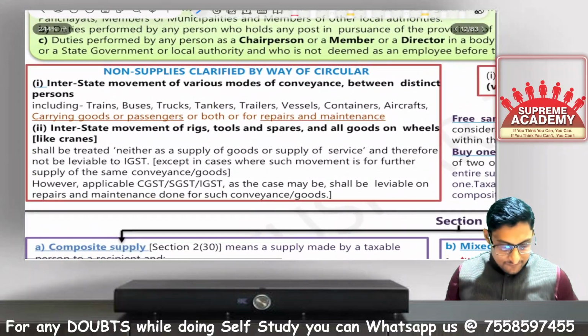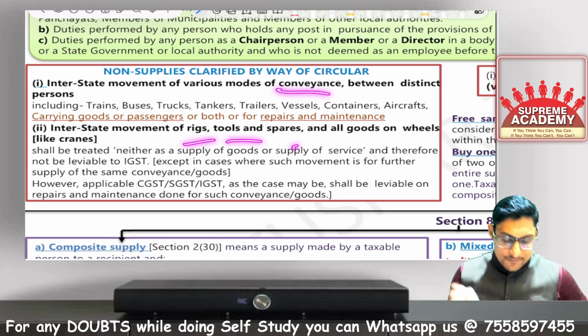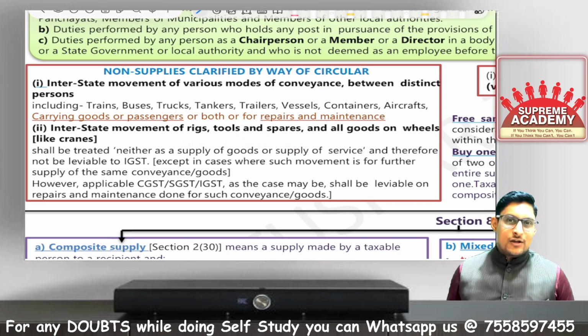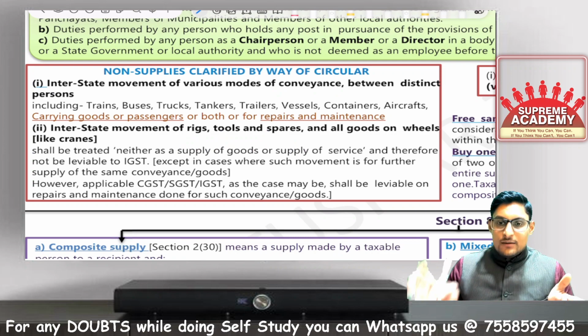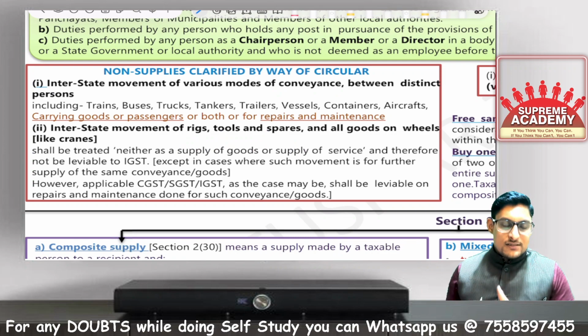Now, coming towards the clarification of modes of conveyance or rigs, tools, and spares. For example, from one branch to another branch, you are sending any person or any conveyance, either a private jet, a bus, or a truck. So will the movement of this conveyance from one place to another be considered a supply of service? No. It will neither be supply of goods nor supply of service, not covered under the definition of supply.